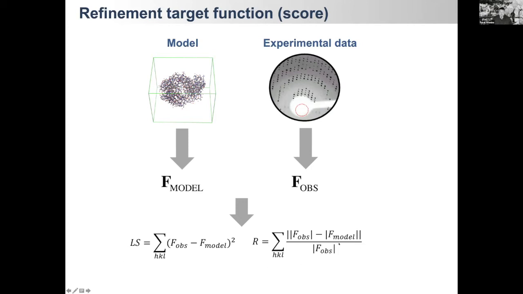But conceptually, that's the idea. So you got your experimental data, you got your model. From the model, you can calculate structure factors, and you can attempt to match them against the experimental data. That's the concept of the score. And again, scores can be as simple as R factor or least squares target function, but in reality, in refinements, we use more complex versions of this called maximum likelihood target functions.